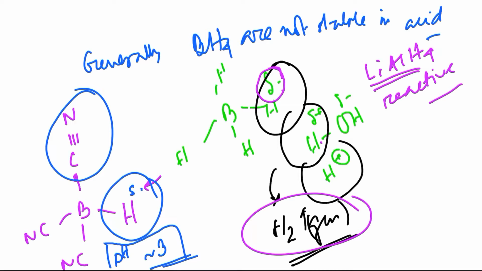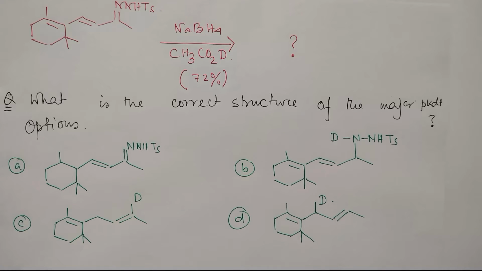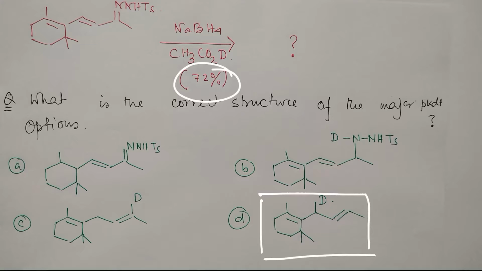Okay, so this is the basic understanding I believe you should have. So based on our discussion, what is the answer? This is the answer, the product that is actually obtained in this conversion. Okay, so this is the correct structure of the major product, by the way. So this is an interesting molecule, as I told. So we'll discuss the retrosynthesis.